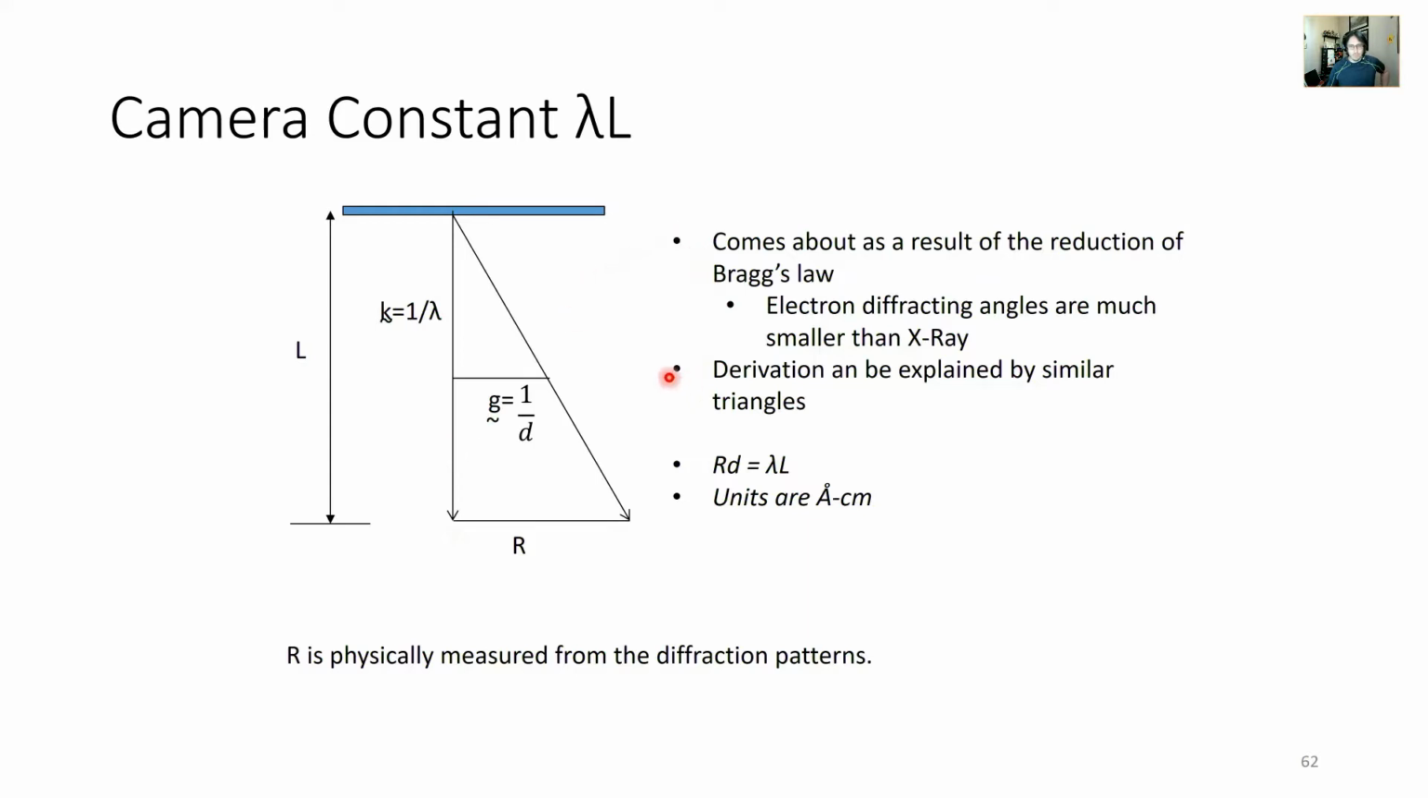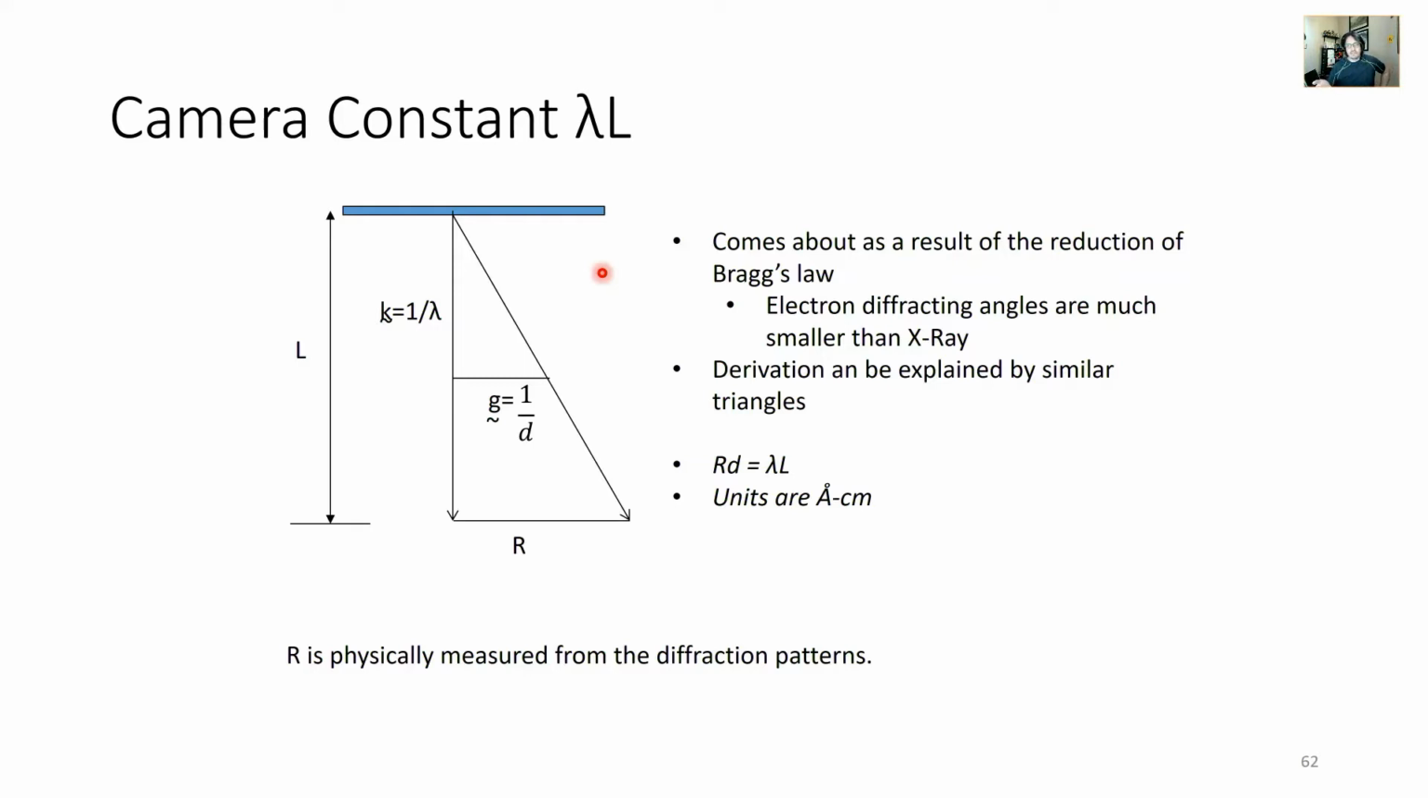Let me read the bullets and then we'll physically work this out. This comes about as a reduction of Bragg's law, and I'll show that later. The electron diffraction angles are much smaller than X-ray angles. We're at a smaller wavelength, so if we're dealing with Bragg's law, we're going to have a very small theta as compared to X-ray diffraction. We don't really work with theta that much with TEM diffraction pattern interpretation.